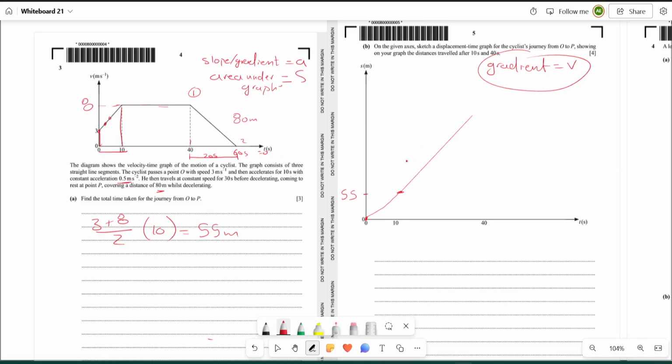I need to know how much did I move in this period, right? So again, I'm going to get the area under the graph of this period. So the area is going to be this part, which is 30. 40 minus 10 is 30, times 8. So 30 times 8 is basically 240. So this part is 240. So from here to here, I move 240. So on the graph, I need to add 55 to 240. So this is going to be 295. So this is 295 over here, right?